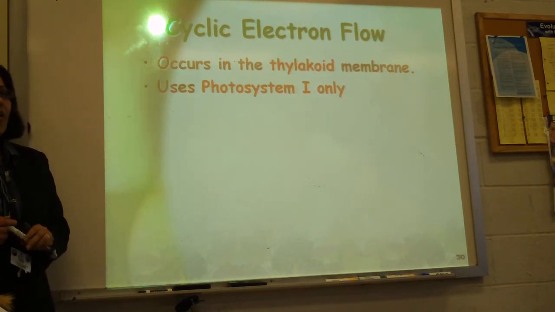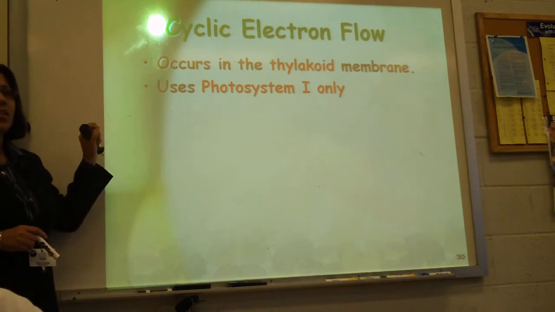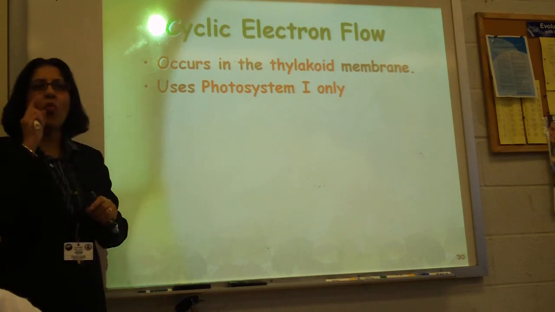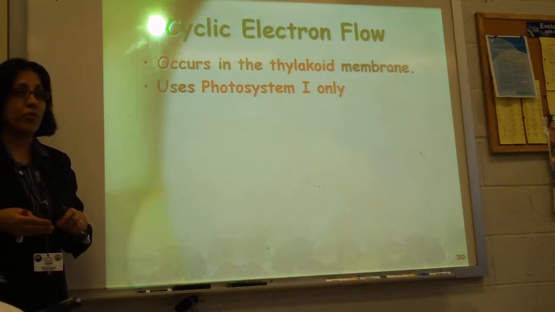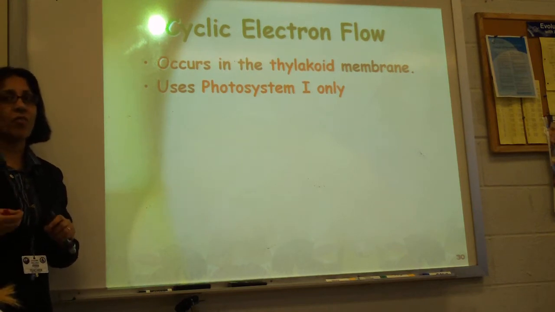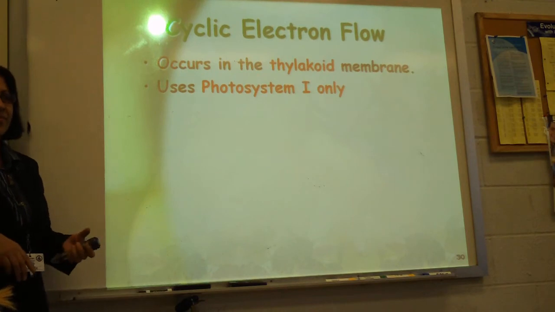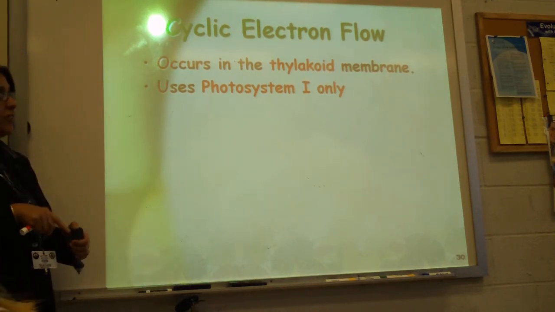Okay, all right. It occurs in thylakoid membranes. Cyclic electron flow uses photosystem 1 only. So it means there is more than one photosystem, right? Yeah. There's photosystem 1 and then there's photosystem 2. But what is photosystem 1 made of? Just protein? Yeah, we're gonna talk about that.